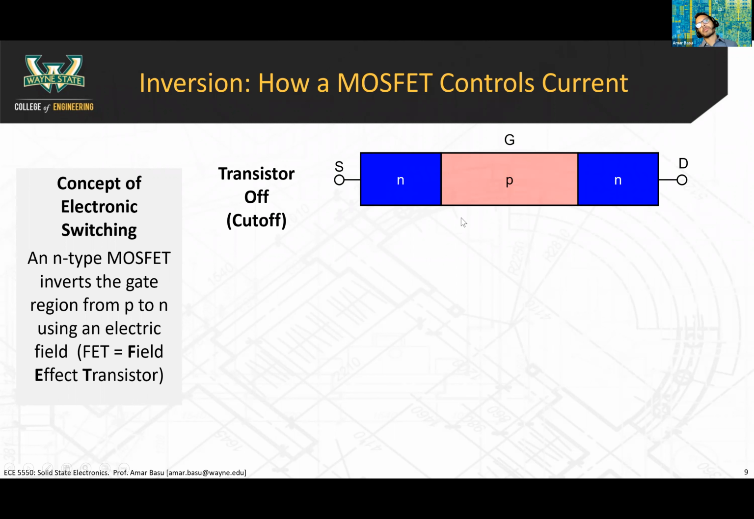Now, since you've studied diodes so far, I'd like someone in the class to tell me, would this allow current flow? Why or why not? So this is the gate region. Imagine the gate region is P-type. The source and drain are N-type. What does this look like? And why will it not allow current flow?